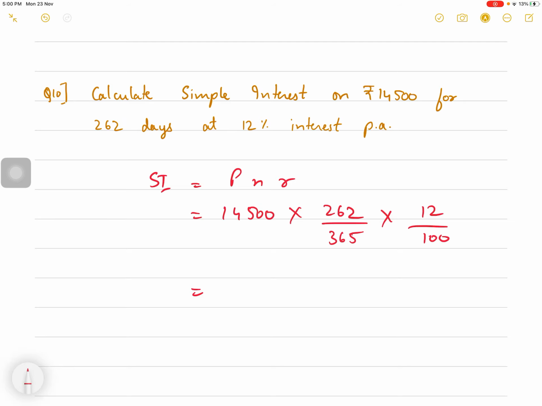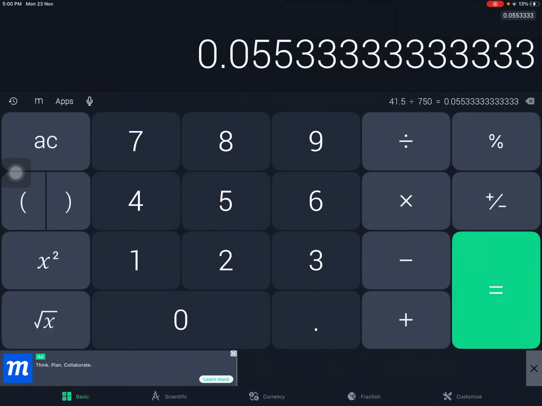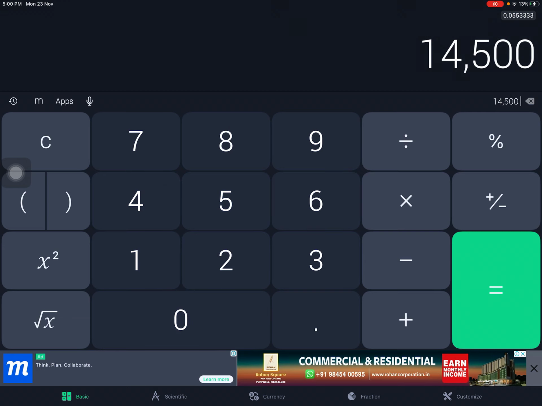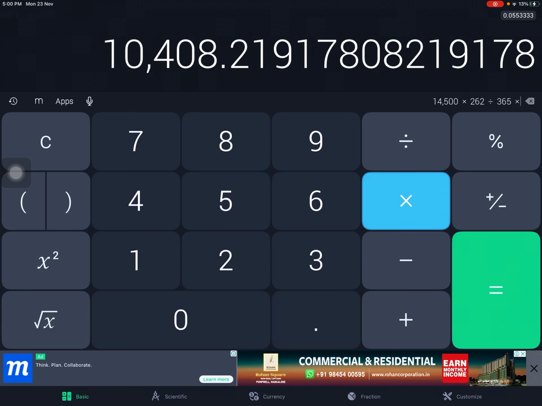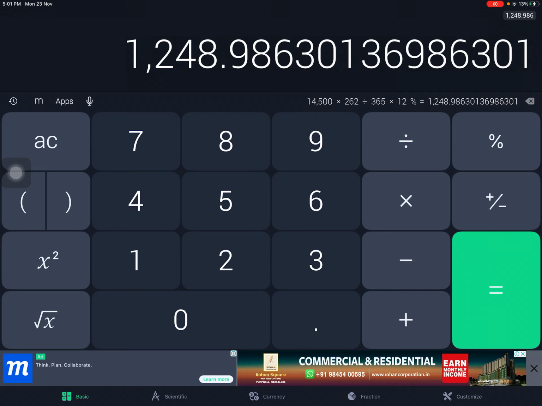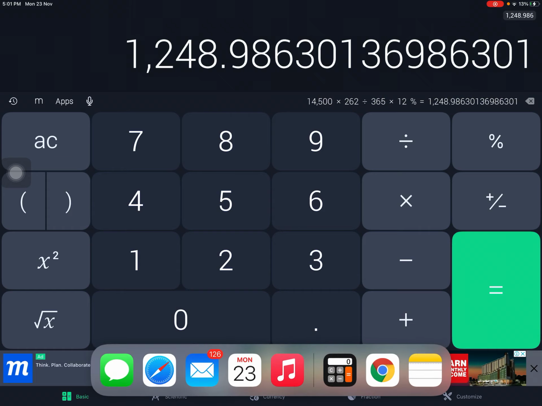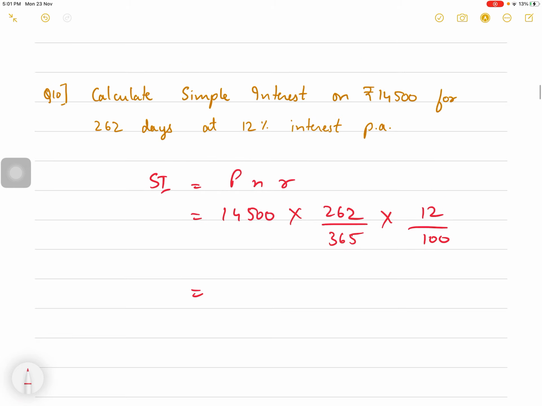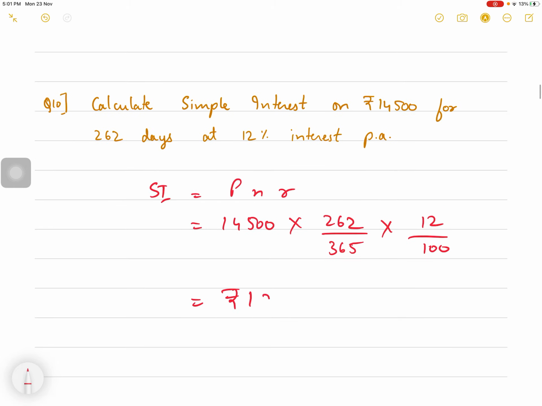So 14,500 multiplied by 262 divided by 365 multiplied by 12%. So it comes to 1248.99. So you can write 1249.